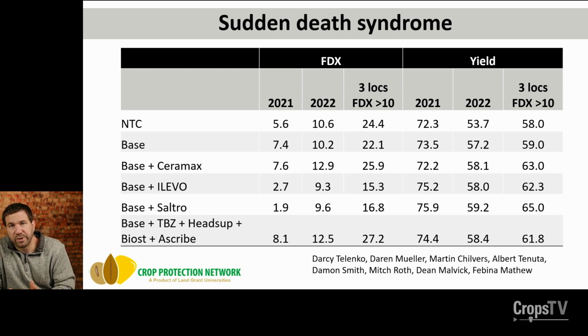If you look at 2022, similar, not as dramatic of a reduction, but very similar responses where Ilivo and Saltro reduced disease, and the Ceramax and the AWBA combination did not really affect FDX. We did have 3 locations that had FDX greater than 10. And in these 3 locations, you can see, again, a similar trend. Ilivo and Saltro reduced FDX, and the other ones did not.